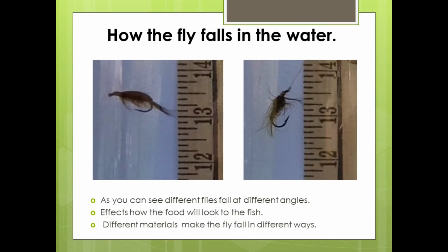How the fly falls in the water. As you can see, different flies fall at different angles. This affects how the food will look to the fish. Different materials make the fly fall in different ways, like tail down or sideways or horizontal.